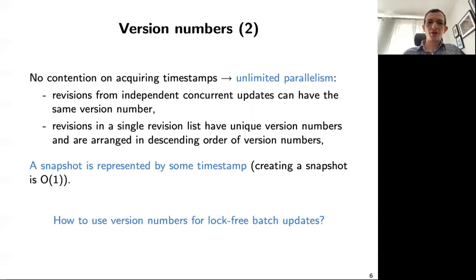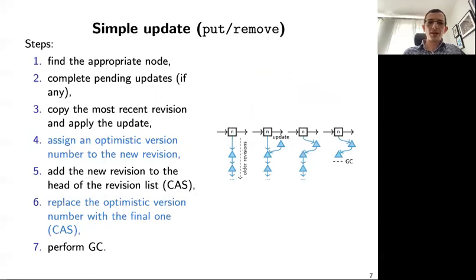So how do we use version numbers to provide lock-free batch updates? To explain that, let me start by describing a simple update, so a put or remove operation. To perform a simple update, first we need to traverse the index to find the appropriate node, which means a node whose range encompasses the key we want to update. We traverse the index as in an ordinary skip list. Then, to guarantee lock freedom, we complete all pending updates in this node.